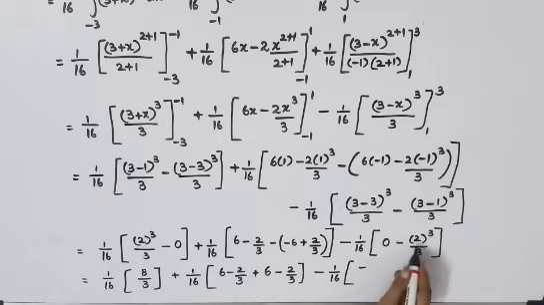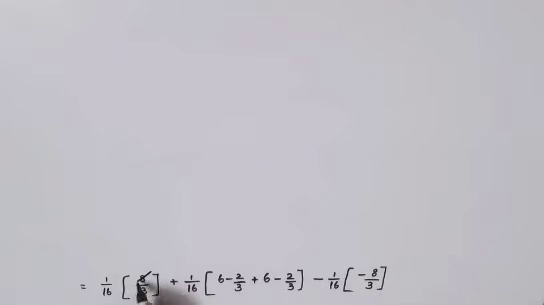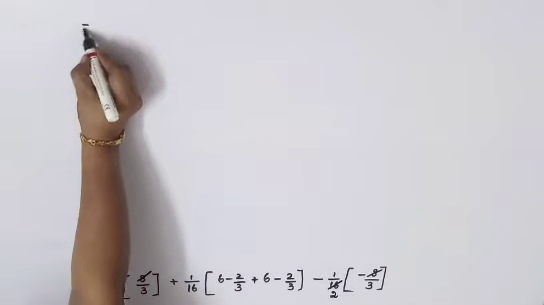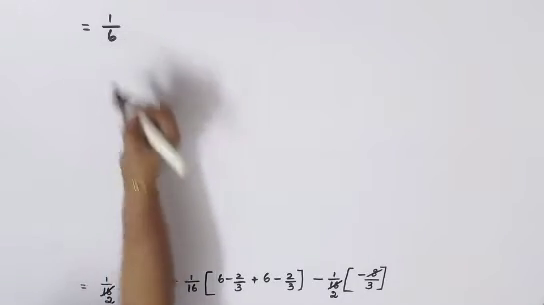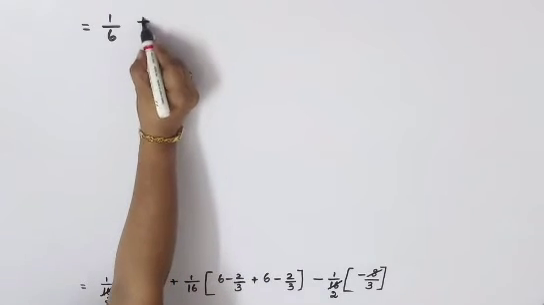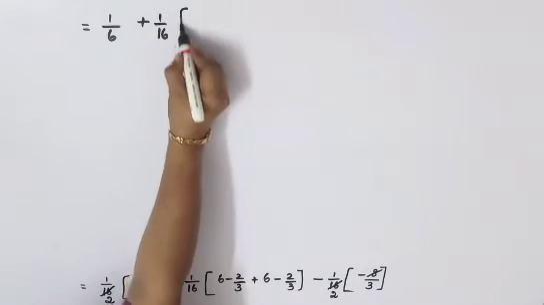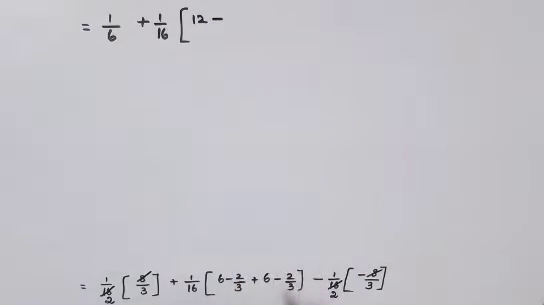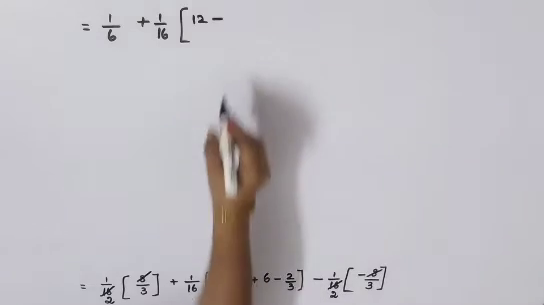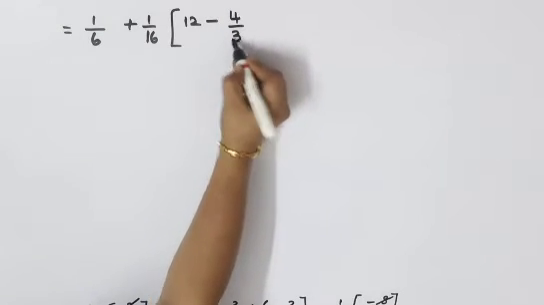So we'll get minus 2 cube is 8, 8 by 3. So this 8 and 16 you can cancel. You get 2 times here. Again here 8 and 16 you can cancel. You get 2 times here. So that is equal to, here 1 is there, 2 3s are 6. So 1 by 6. The next one is plus 1 by 16 into 6 plus 6 is 12. So 12 minus 2 by 3, 2 by 3 is there. So if you take LCM, you will get 4 by 3.